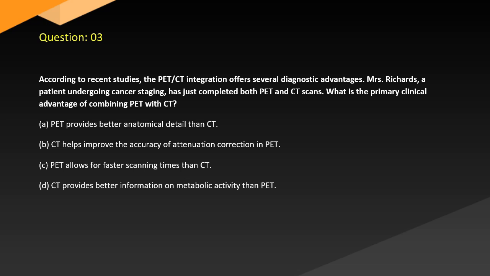A. PET provides better anatomical detail than CT. B. CT helps improve the accuracy of attenuation correction in PET. C. PET allows for faster scanning times than CT. D. CT provides better information on metabolic activity than PET.